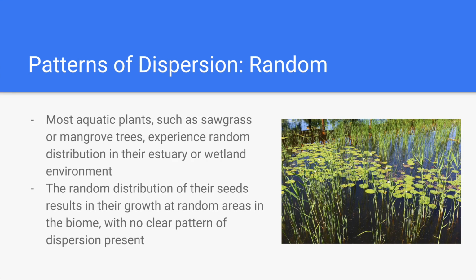The first pattern of dispersion is random dispersion. In random dispersion in the wetland or estuary biome, aquatic plants, such as sawgrass and mangrove trees, have their seeds distributed randomly by the water or wind. And wherever these seeds land, the plants then proceed to grow, which creates, when the pattern is examined, no clear pattern, leading to this random distribution.